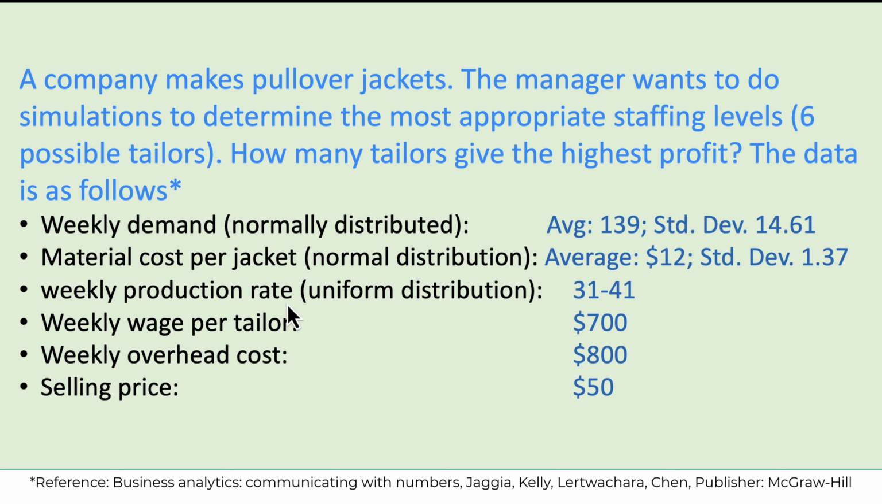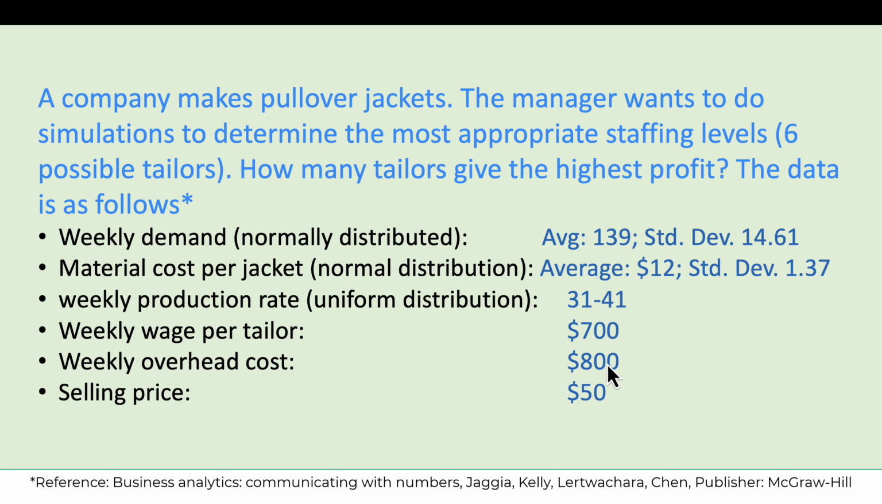Weekly production is uniformly distributed and ranges from 31 to 41. Weekly wage per tailor is fixed, $700. Weekly overhead cost is also fixed, $800, and selling price for each jacket is $50.